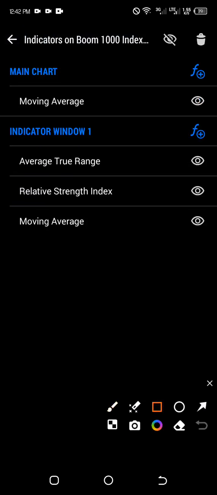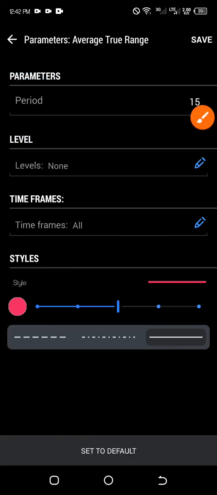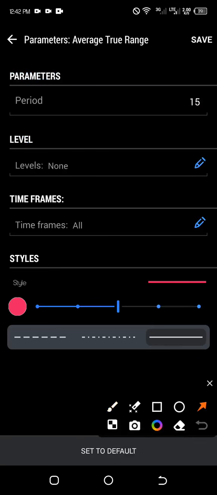Now for the next indicator, which is going to be the average true range. Okay, so just click on this F icon on the main chart, search for average true range, and these are the parameters. The period should be 15, levels should be none, and for the style, use a color of your choice and click on save.